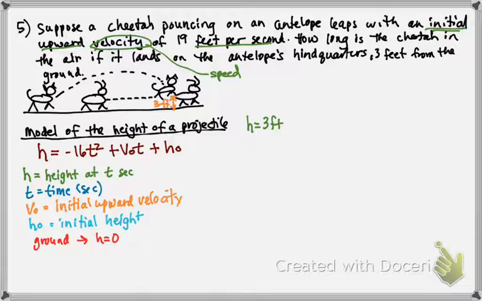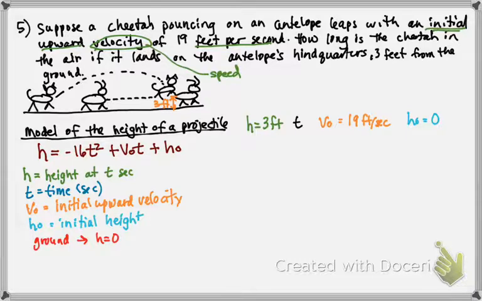Time is what they're asking us, how long. So time's going to stay t. So we're just going to have t. The initial upward velocity is that speed with which the cheetah is pouncing. So that's your 19 feet per second. And then the initial height. So if you think about it, where was the cheetah to begin with? The cheetah was on the ground. So that's 0.